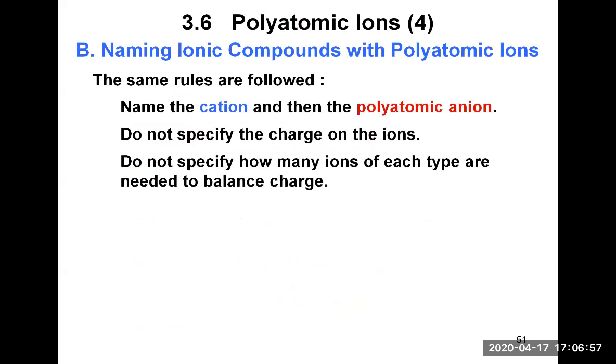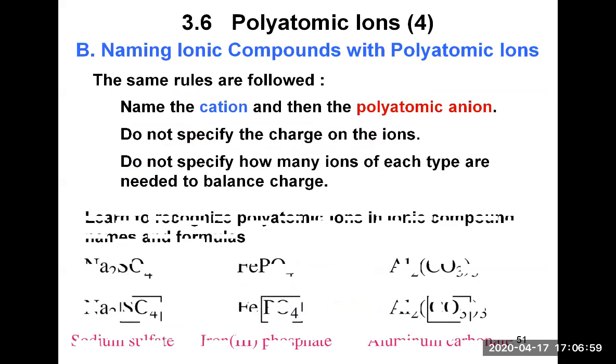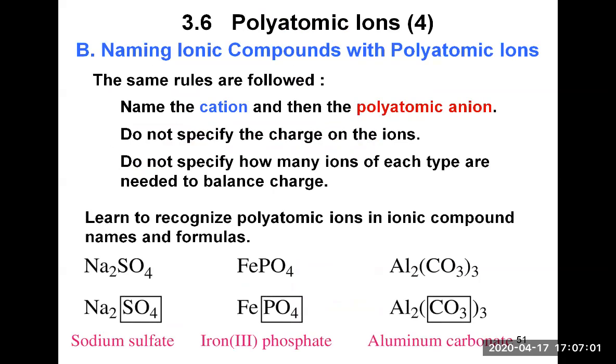So now if you have a formula and you need to name it, the rules are the same as before. You name the cation first and then the polyatomic anion. You do not specify the charge on the ions and you do not specify how many ions of each type are needed to balance the charges. So it's really the name of the cation followed by the name of the polyatomic anion.